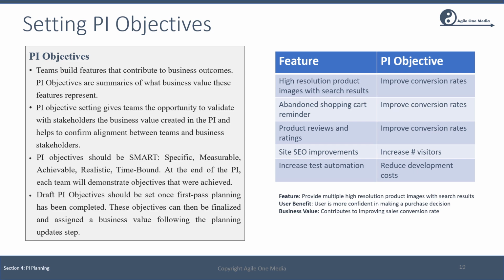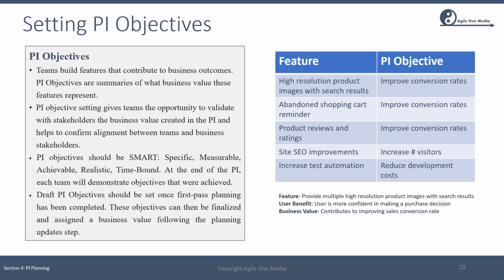So now once we've estimated how much of the ART backlog we have the capacity to deliver, that is, what features do we have the capacity to create, we should now be in a position to create an initial set of PI objectives for the PI. So PI objectives: teams build features that contribute to business outcomes. PI objectives are business summaries of what business value those features represent.